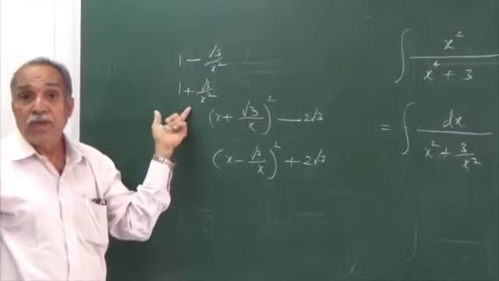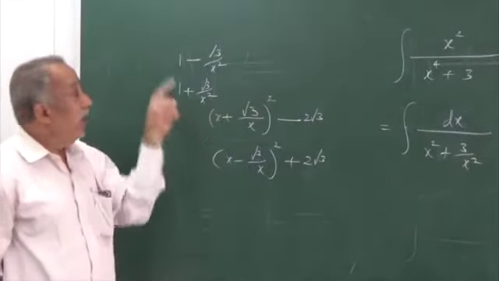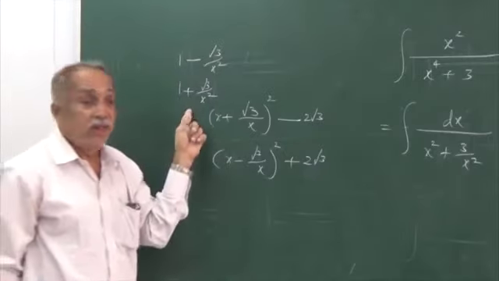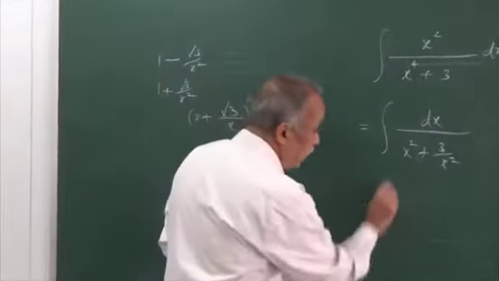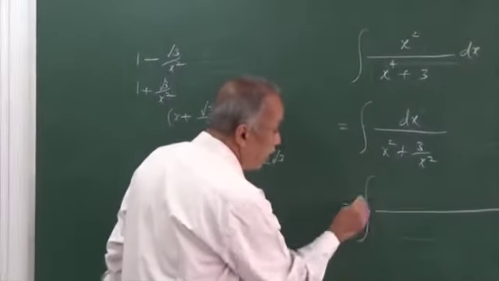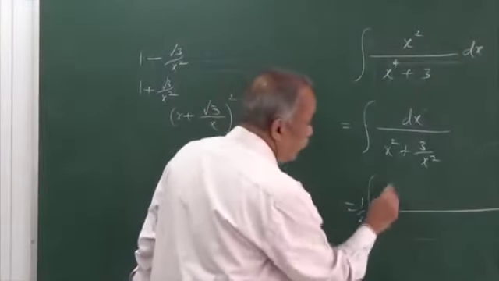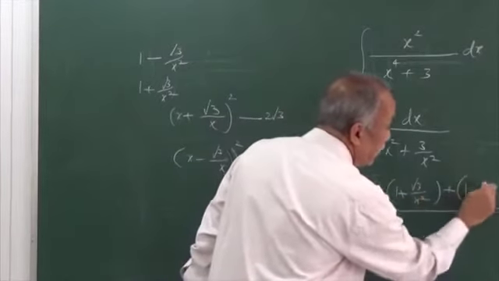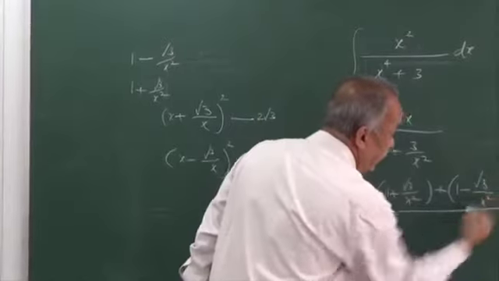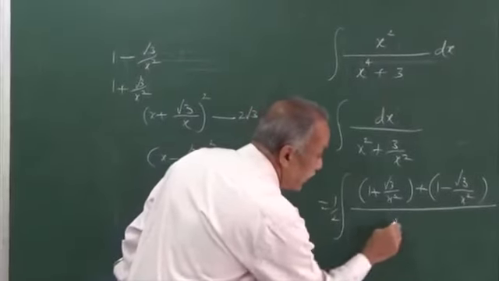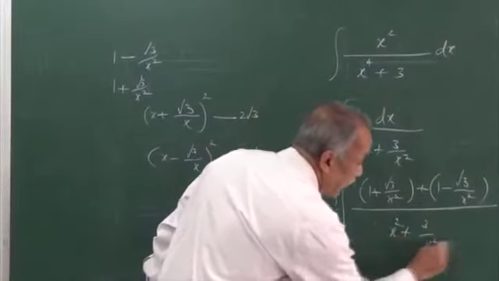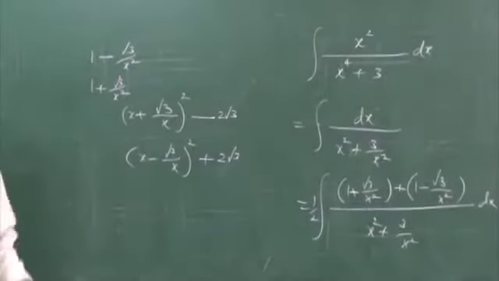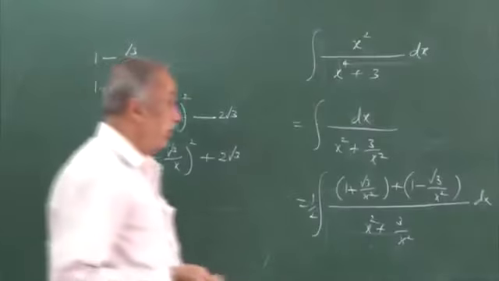What to do? I will write the numerator as a linear combination of these two. That will be possible for me. What I do is, I write the numerator as half of 1 plus root 3 by x square plus 1 minus root 3 by x square divided by x square plus 3 by x square dx. Decompose the integrand.